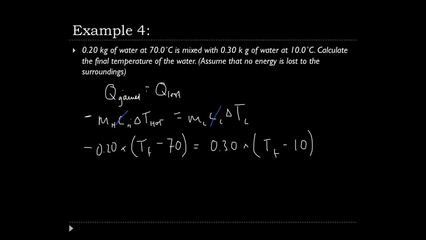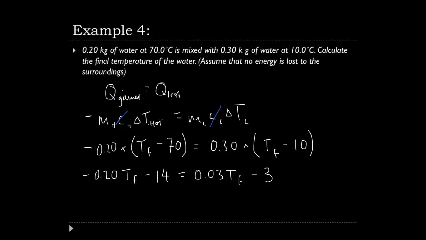Okay, so now what we want to do is just solve this for Tf. So let's get all the Tfs over on one side. So what we have here is negative 0.20 Tf minus, in fact it's negative 0.20 times negative 70. So negative 0.20 times negative 70 is 14. Is equal to 0.03 Tf minus 3, because 3/10 of 10 is 3.